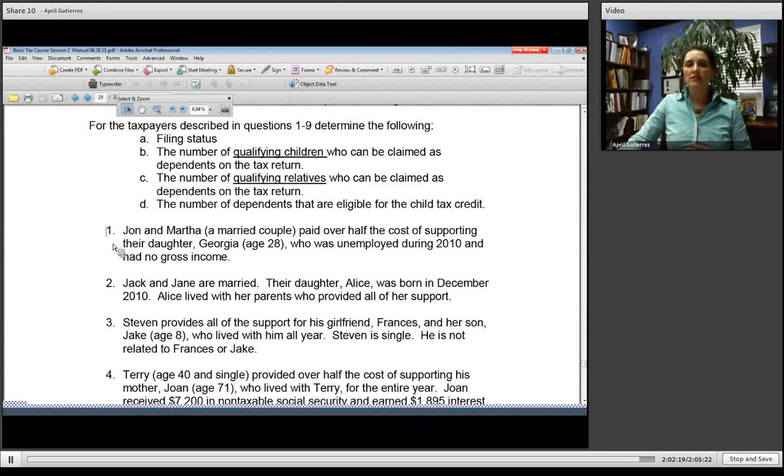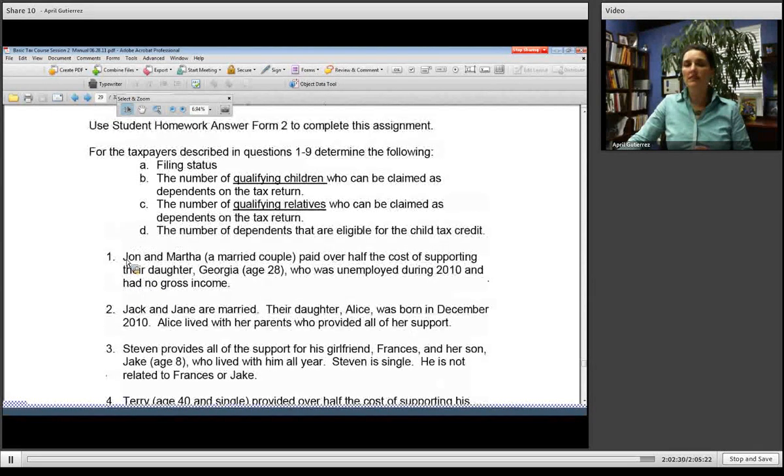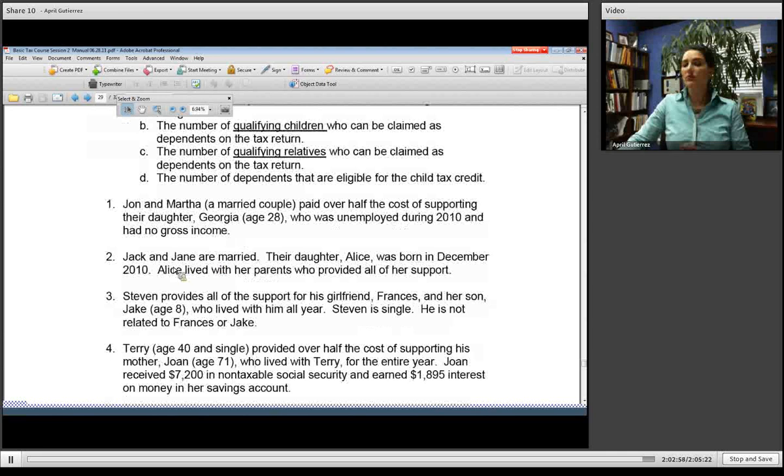Number 1 says, John and Martha are a married couple. They paid over half the cost of supporting their daughter, Georgia, who is age 28 and was unemployed during 2010 and had no gross income. So taking these together, what is their filing status? Well, John and Martha will file married filing joint. What is the number of qualifying children? They have no qualifying children because their child fails the age test. We're going over to the qualifying relative test. She passes all of the tests for qualifying relative, so they have 1 qualifying relative. And what is the number of children that are eligible for the child tax credit? 0.